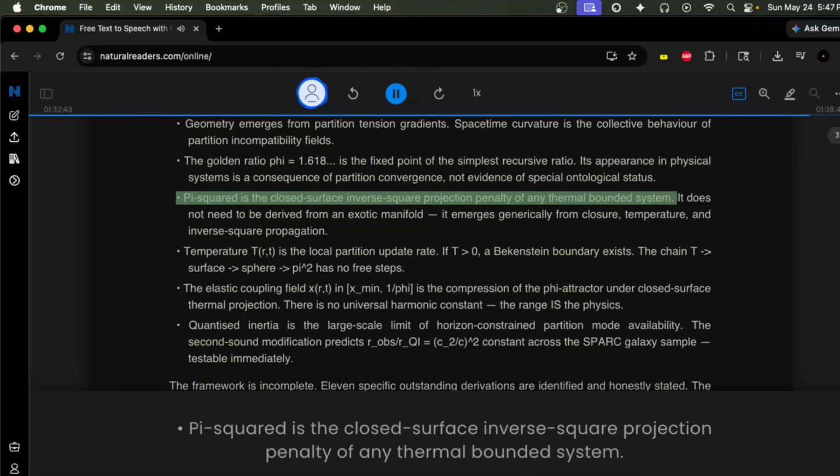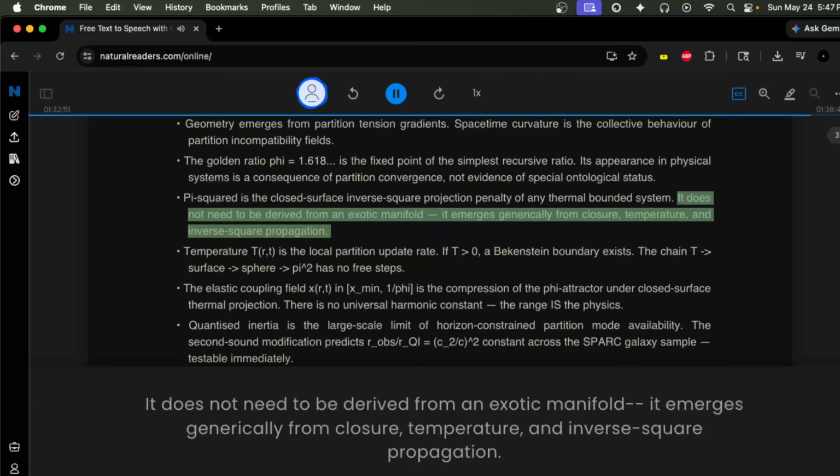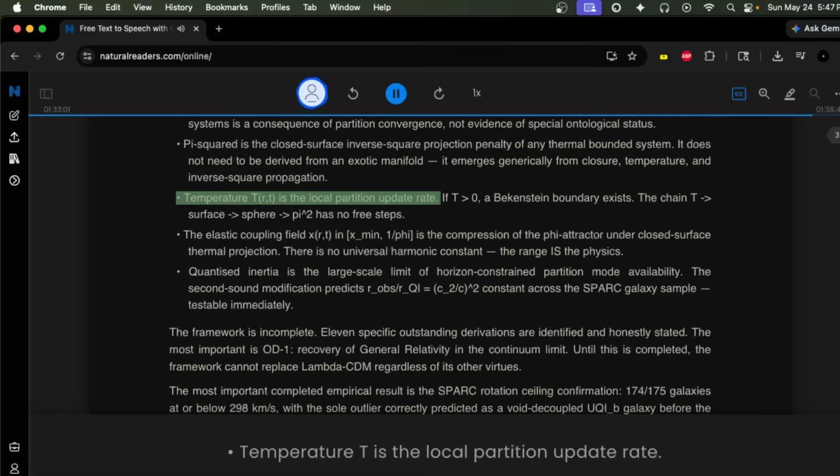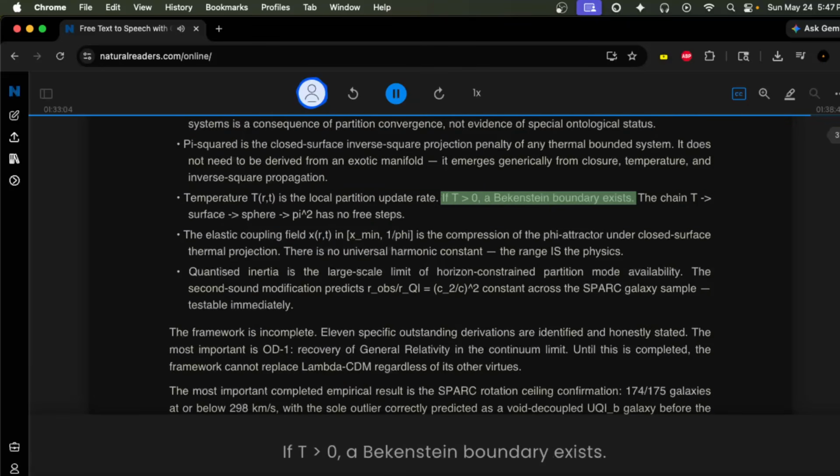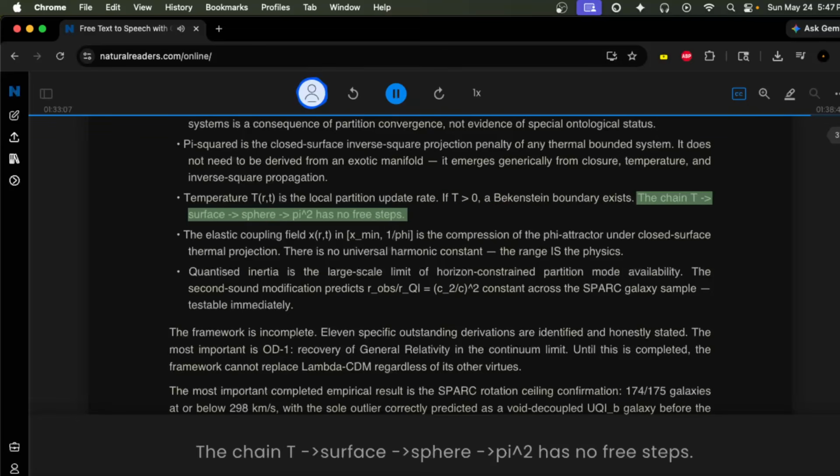Pi squared is the closed-surface inverse-square projection penalty of any thermal bounded system. It does not need to be derived from an exotic manifold; it emerges generically from closure, temperature, and inverse-square propagation. Temperature T is the local partition update rate. If T is greater than 0, a Bekenstein boundary exists. The chain T to surface to sphere to pi squared has no free steps.